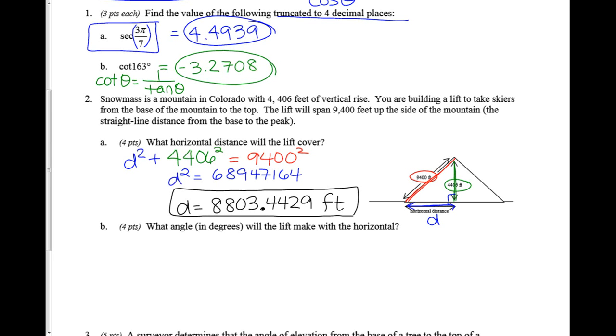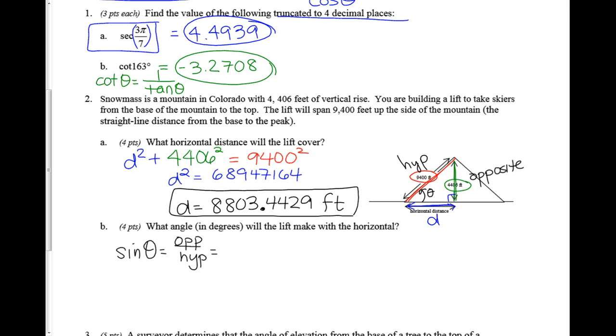All right, part B says, what angle in degrees will the lift make with the horizontal? So the lift and the horizontal make this little acute angle in here. I'm going to call that theta. So I could use the d that I just found, but I'd be more confident if I used the 2 parts of the triangle that were given to me. So the side across from theta would be the opposite side, and the lift was the hypotenuse over there. So using SOHCAHTOA, the trig ratio that involves the opposite and the hypotenuse would be the sine. The sine is the opposite over the hypotenuse.